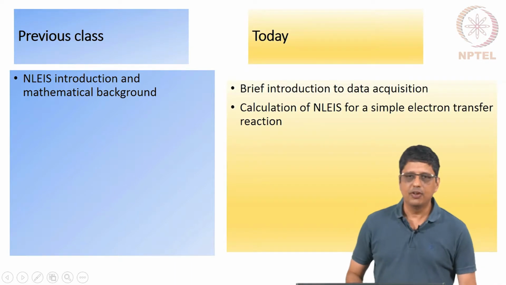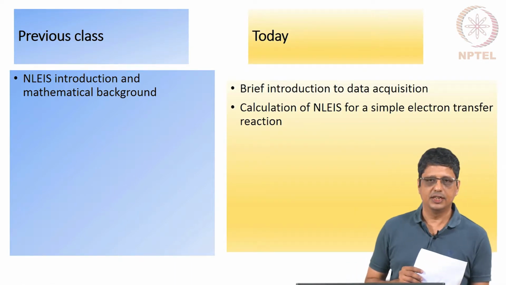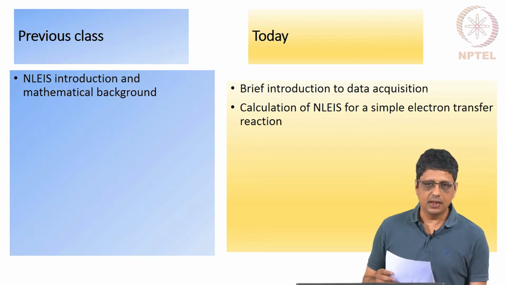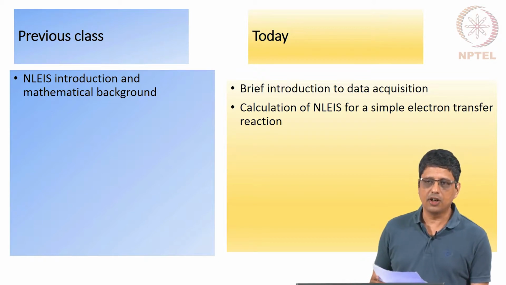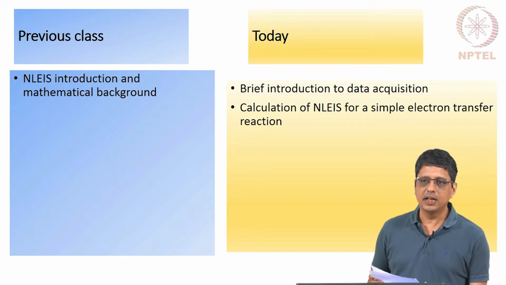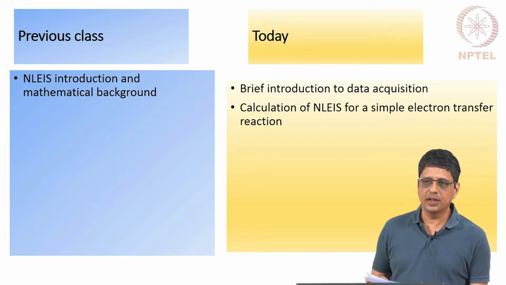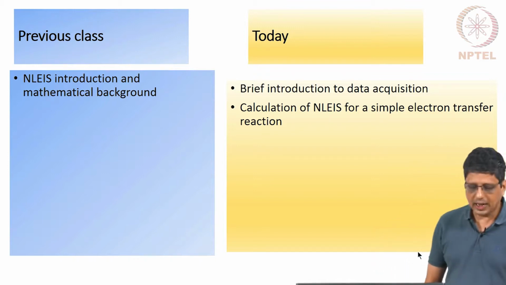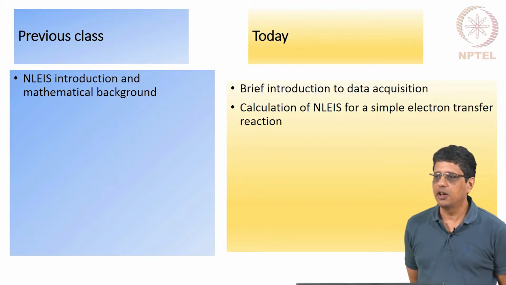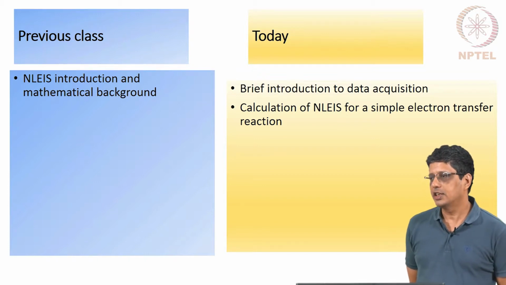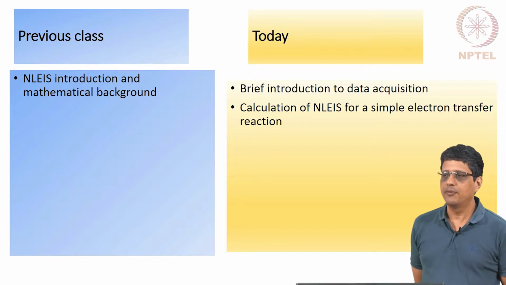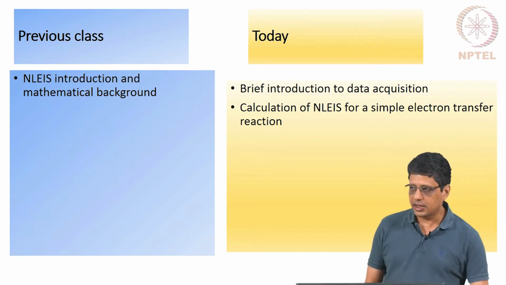Okay. I want to give a very brief introduction to the data acquisition. Later we will see detailed information on what we should do to get good quality data for nonlinear EIS. In the beginning, I just want to give you a very quick introduction, and then we will move on to calculating nonlinear EIS for a simple electron transfer reaction. At a later stage, we will go for reaction with adsorbed intermediate, we will go for more complex cases where solution resistance plays a role. So, right now we will start with this simple electron transfer reaction.